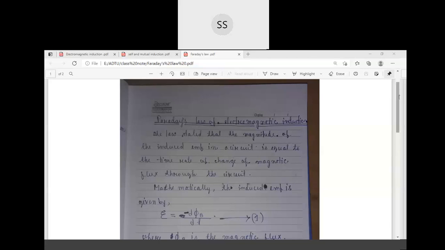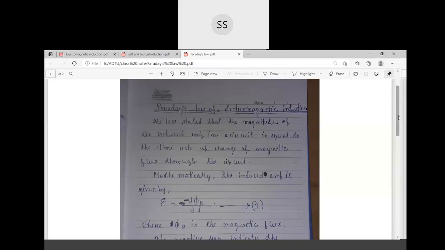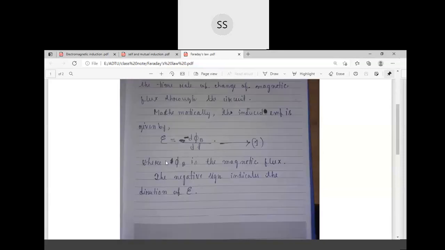Okay. So mathematically the induced EMF is given by this equation. This symbol E is for induced EMF, which is equal to minus d phi B by dt. dt we know is for time rate of change of magnetic flux phi B. So the minus sign is for the direction. The negative sign indicates the direction of the induced EMF E, and phi B is the magnetic flux.